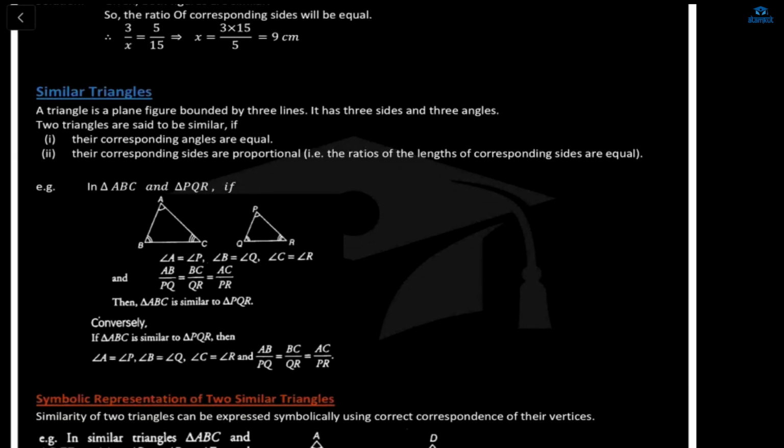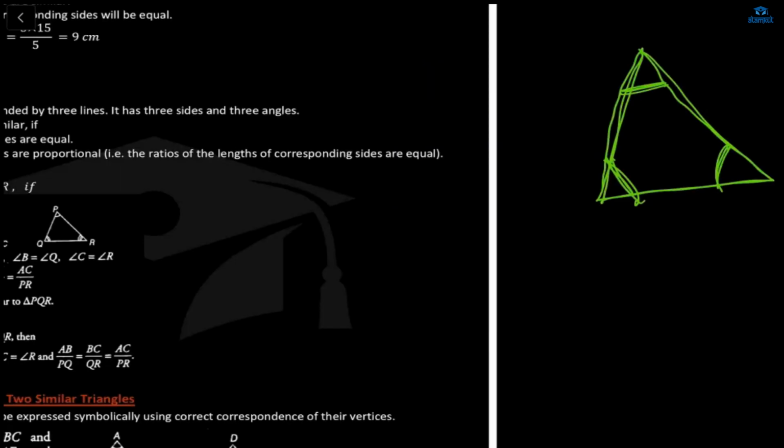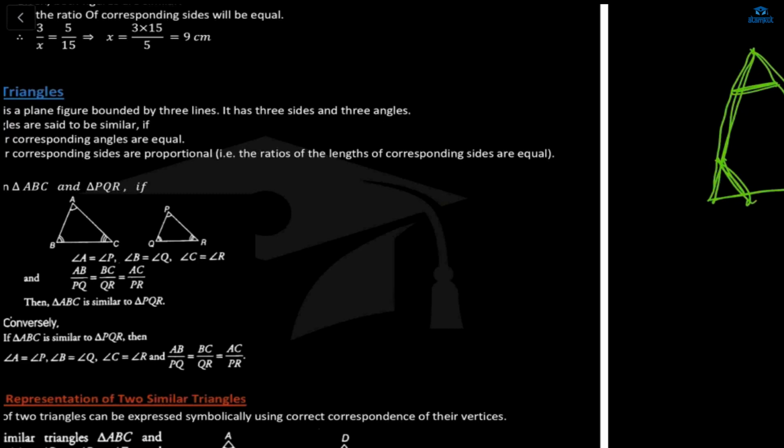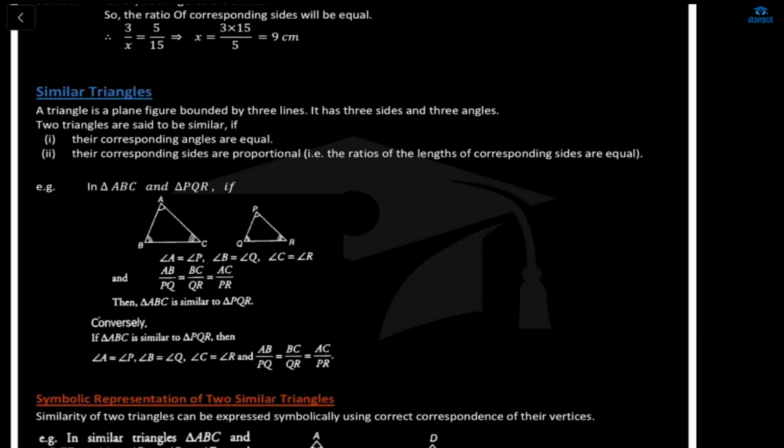Now similar triangles. As we are going to study the triangles in detail, we are just checking how you can say that 2 given triangles are similar to each other or not. Basically, what is a triangle? A triangle is a figure which has 3 sides and 3 angles. So when you are checking whether 2 triangles are similar or not, you have to see whether all the corresponding angles are equal in both the triangles, and also whether the corresponding sides are proportional. If these 2 conditions exist, that means both the triangles are similar to each other.